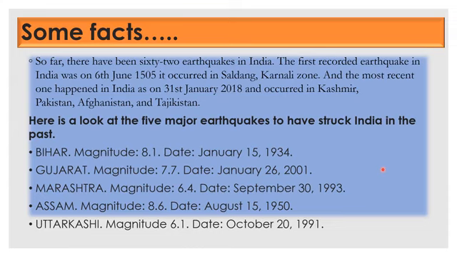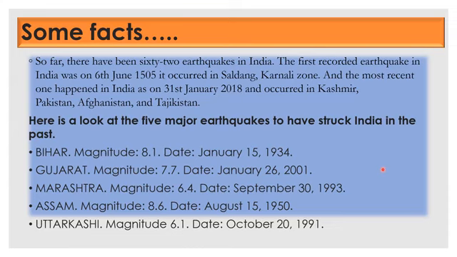Here is a look at 5 major earthquakes to have struck in India in the past. Bihar, magnitude 8.1, date January 15, 1934. Gujarat, magnitude of 7.7, the date January 26, 2001. That is the Bhuj earthquake. We have already seen that.